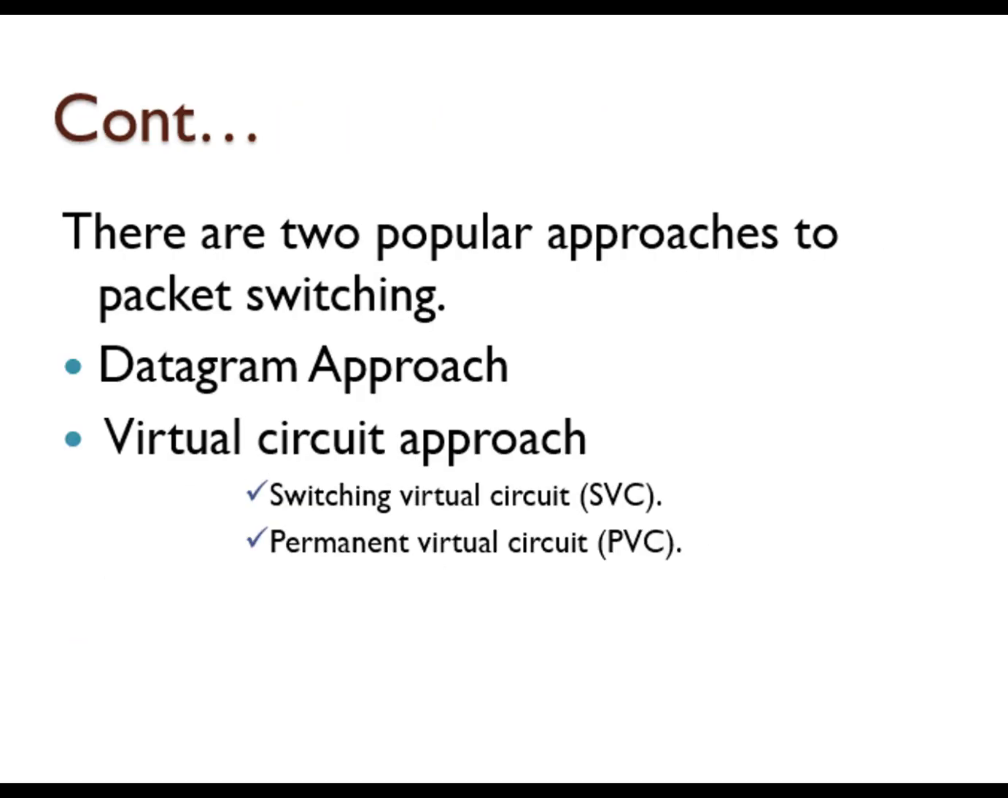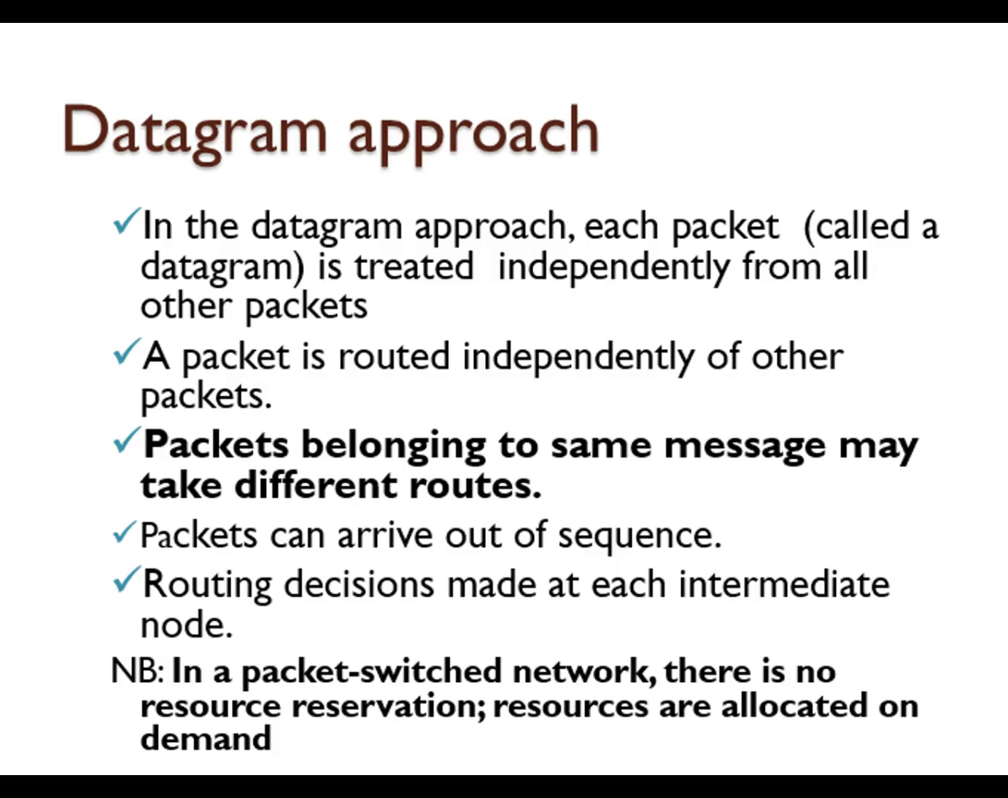There are two popular approaches to packet switching: datagram approach and virtual circuit approach. Virtual circuit: switched virtual circuit, SVC, and permanent virtual circuit, PVC. Datagram approach: each packet, called a datagram, is treated independently from all other packets. A packet is routed independently of other packets. Packets belonging to the same message may take different routes. Packets can arrive out of sequence. Routing decisions are made at each intermediate node. Note: in a packet switched network, there is no resource reservation; resources are allocated on demand.